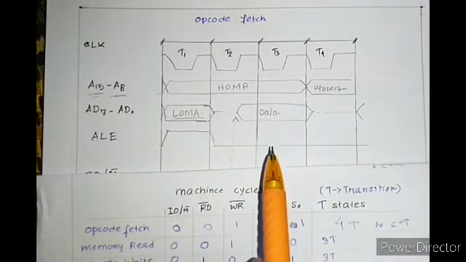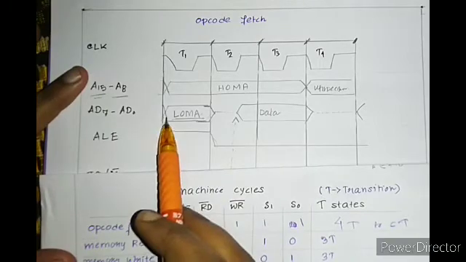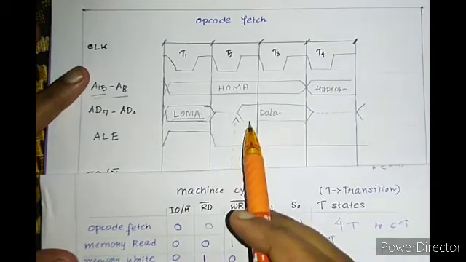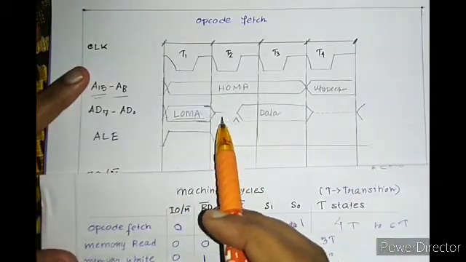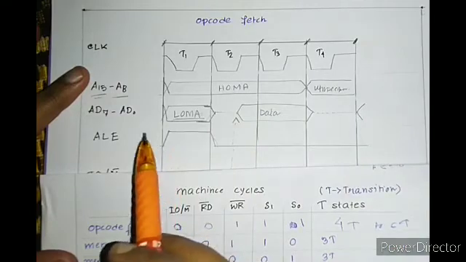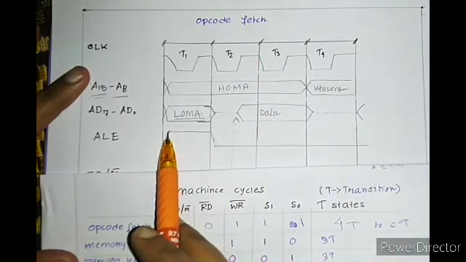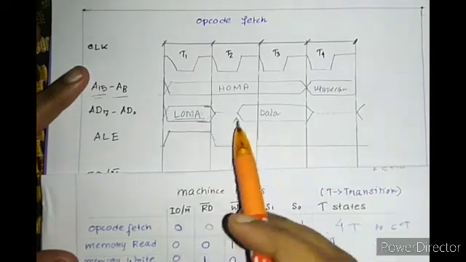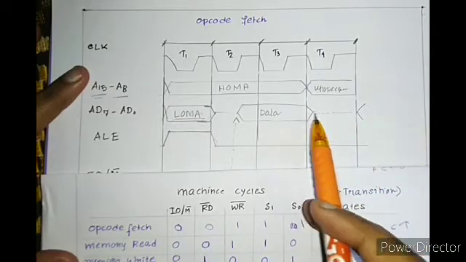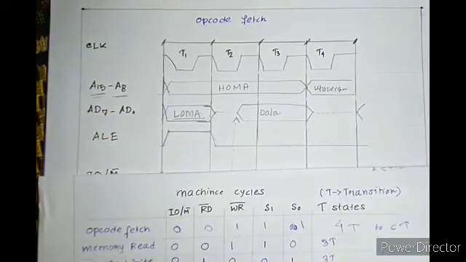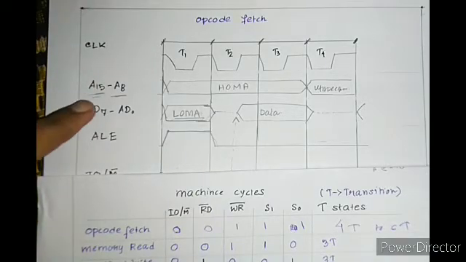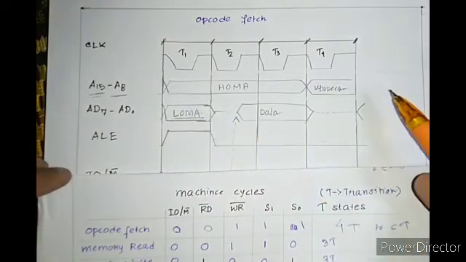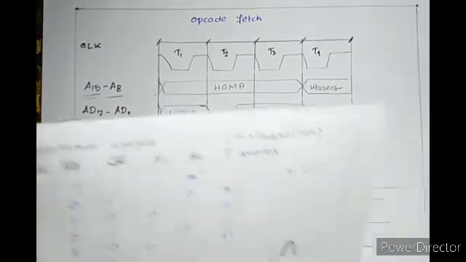But we don't draw this here. We just show that this is LOMA for 3 T states, and then when this goes low, it will carry data. Now you can ask me what this is. I will tell you. For opcode fetch, first this will get high and get the address, then it goes low and gets the data. This is how it executes. And A15 to A18 for all the 3 T states carry the higher order memory address.